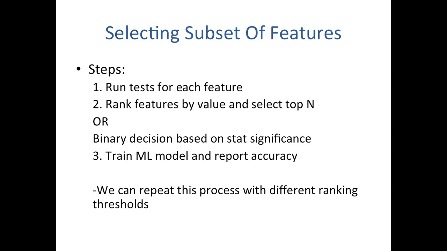Then once we have identified that subset of features that we want to use, we train the machine learning model and we report the accuracy. As you can imagine, when we use thresholds, for example when we rank features and select the top n, we can also repeat this process with different thresholds to evaluate how that impacts the final accuracy of the model.